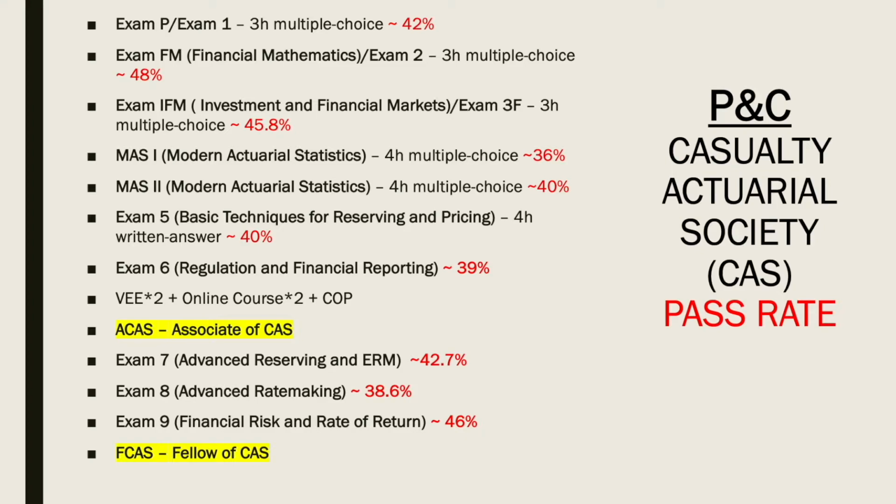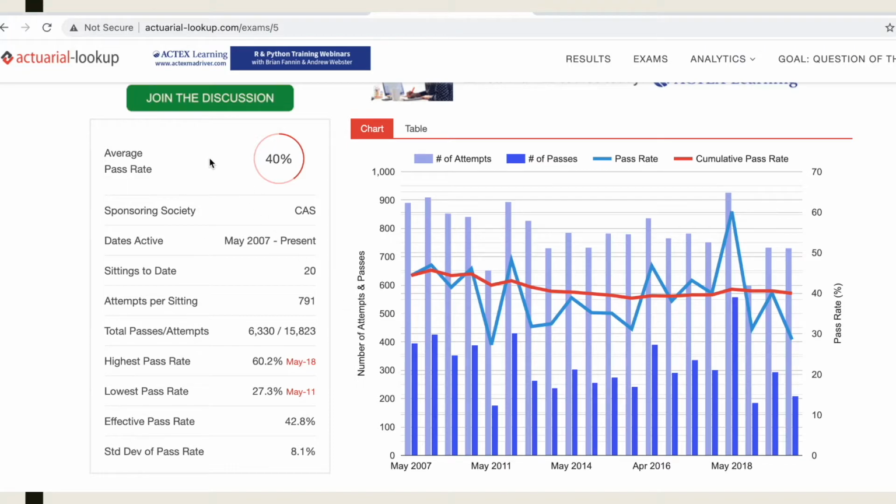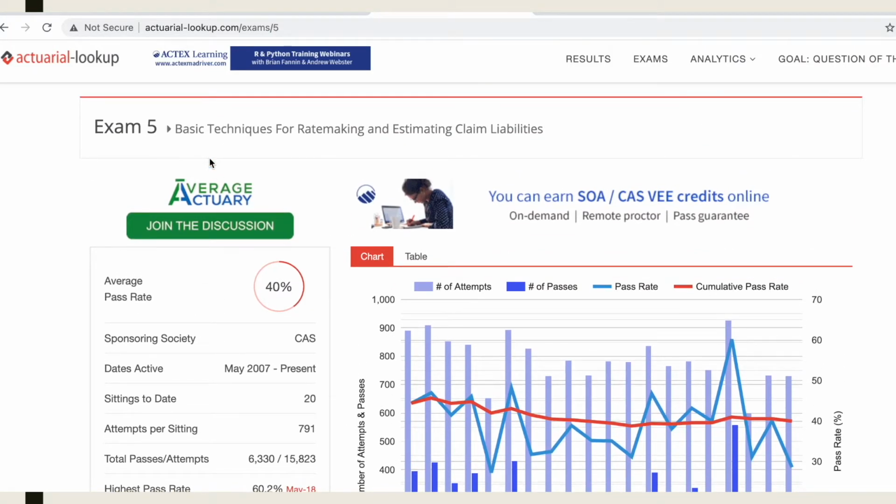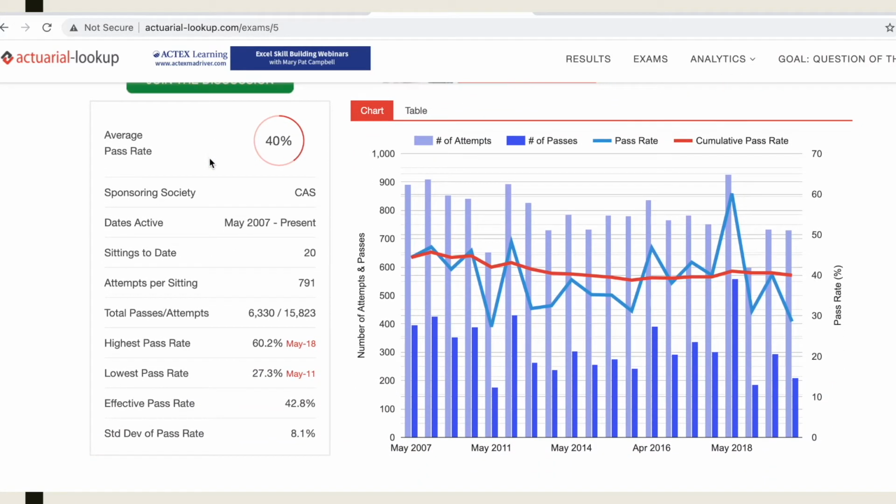I will show you guys what I mean by that. Here are all the statistics on CAS Exam 5. The average pass rate is 40%, and the data has been collected since 2007. The highest pass rate is 60%, and that happened in the 2018 spring sitting. But if you look at the most recent sitting, which is fall 2019, the pass rate is below 30%. So I guess you really need some luck there. But if you're always very prepared for the exams, then it doesn't really matter.